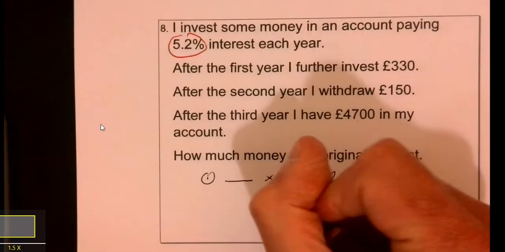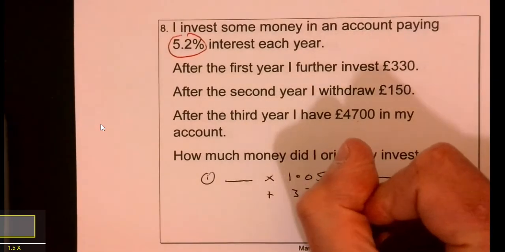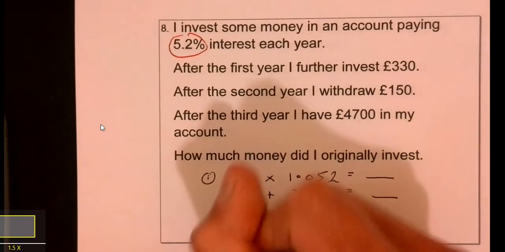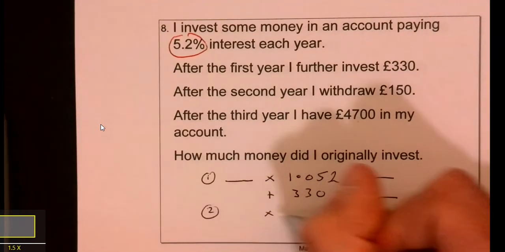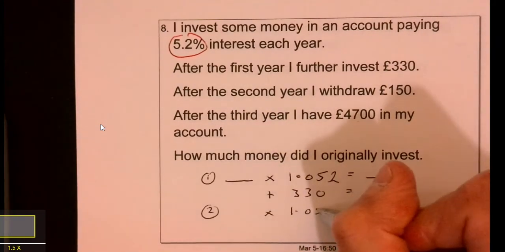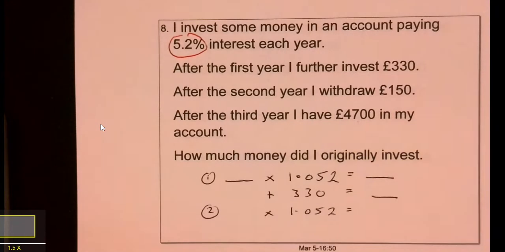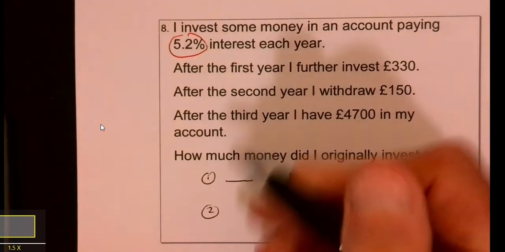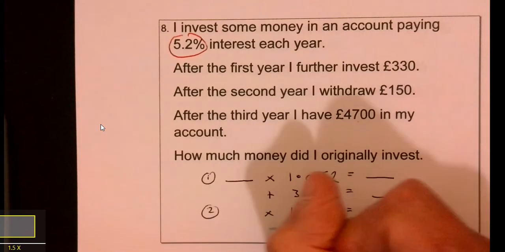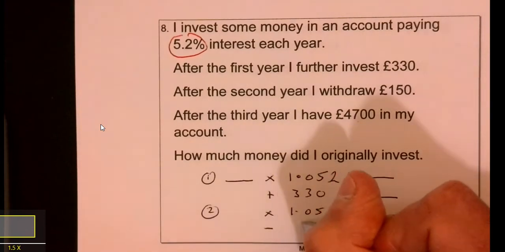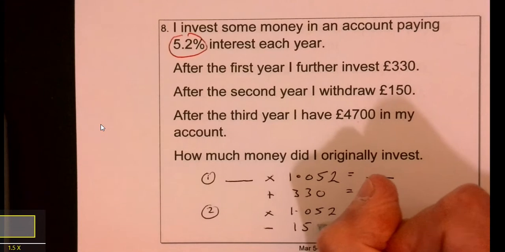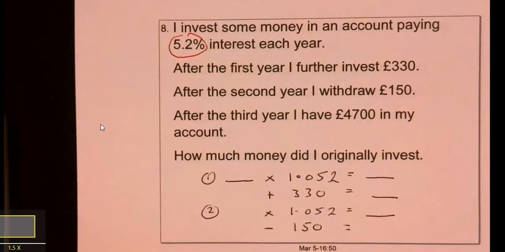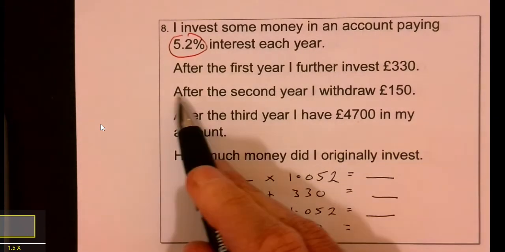Then we add 330, gives me that. Year 2, so we increase by that percentage. Now in reality, percentage rates actually change, and they're not generally 5.2%. Like I said before, I wish they were. Not on my mortgage, mind. That's the other bit, where you owe the bank or building society money. You want the interest rates to be lower then.